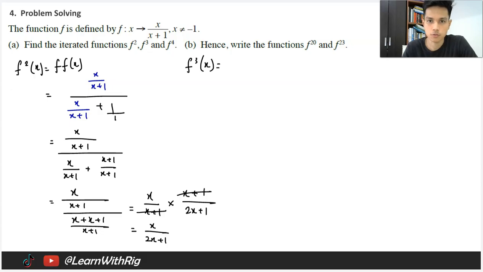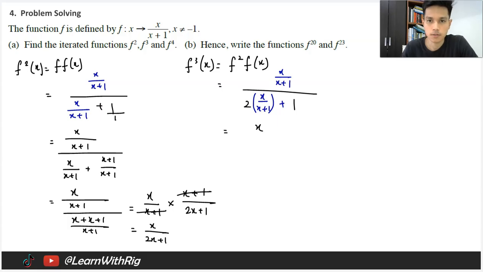Well, f3 is equal to f2, and you substitute the other f(x), so you get f3, correct? So what is f(x) again? f(x) is going to be equal to x over 2x plus 1. Okay, but in this case you cannot use x, you have to substitute f(x), so it's going to be x over x plus 1.